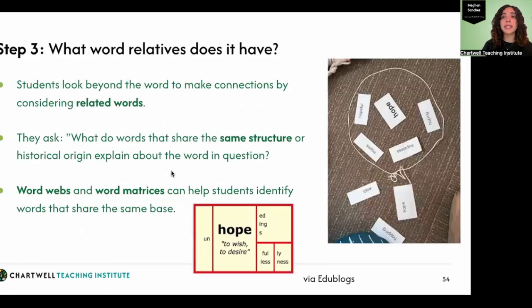Then we move on to step 3. What word relatives does it have? Through morphology, we can take one word and then explore a wealth of other words that are all related. And so we use things like word webs and word matrices to help students look and see words that can share the same base.